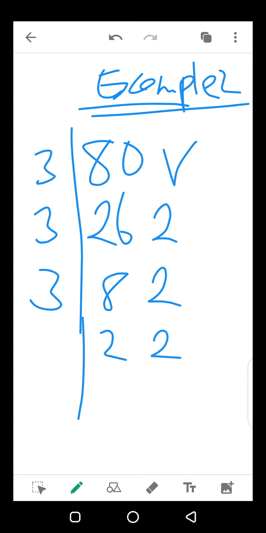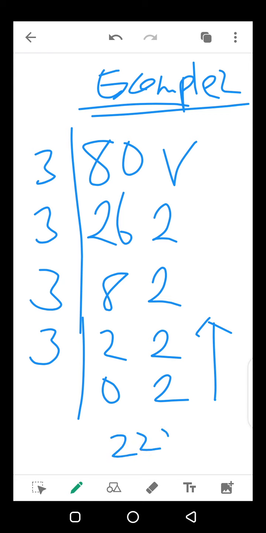then 2 divided by 3, we get 0 remainder 2, and we count up, so we have 2, 2, 2, 2. So the answer is 2, 2, 2, 2 to base 3. So this is 80 in base 10 to base 3.